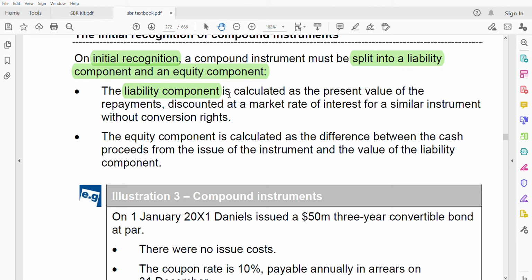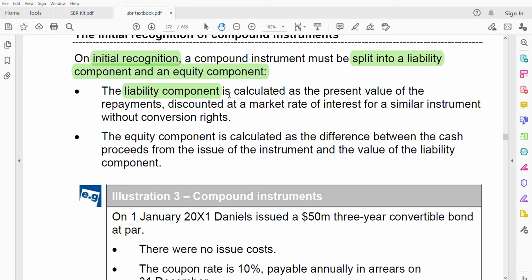In the exam you will be given the value of the compound instrument, that is the total of liability plus equity. Out of that total, once you get the liability component, let's say you have a convertible bond of 30 million, and out of 30, you have got 20 as the liability component. That means the balance, 30 minus 20, which is 10, is the equity component.